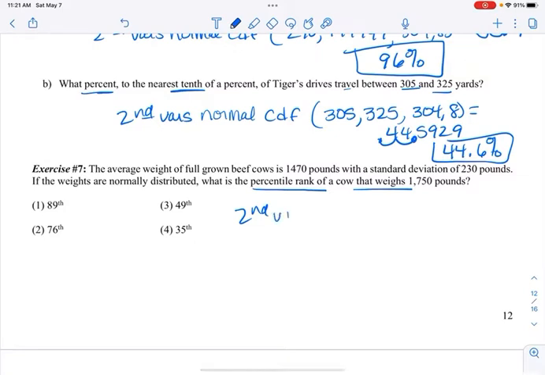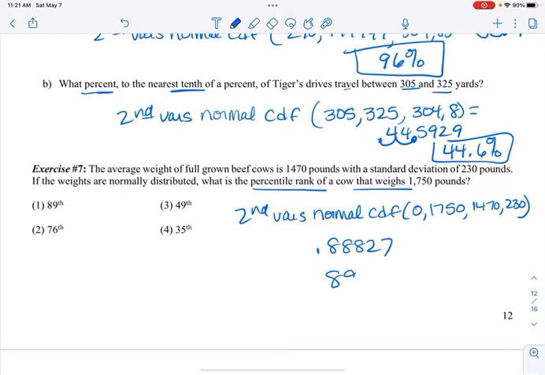So I'm going to do second VARS, normal CDF, so 0. 1750 is my upper score. My mean is 1470. My standard deviation is 230. And I get 0.88827. So that is 89%. And that is it for this lesson.